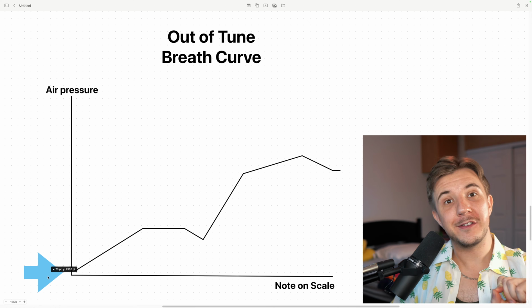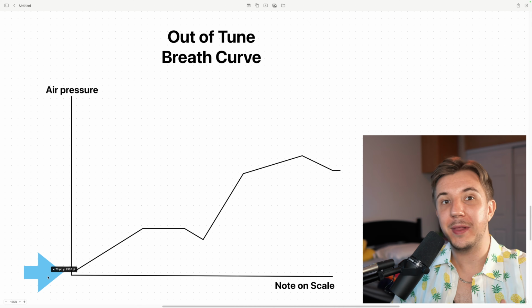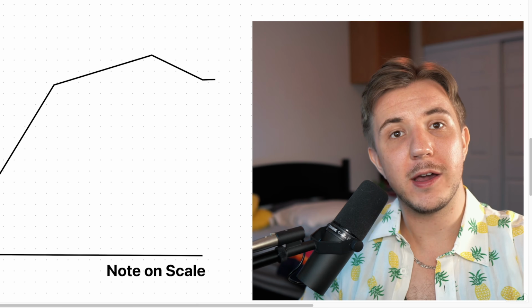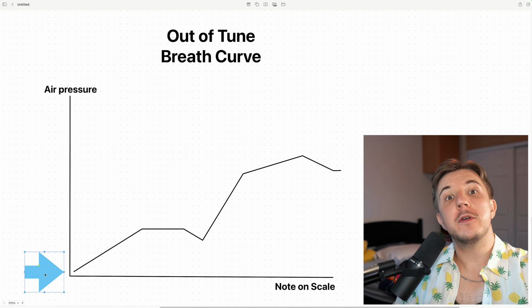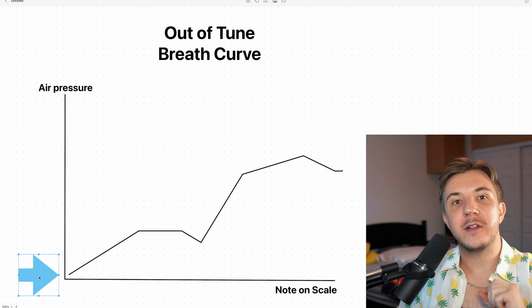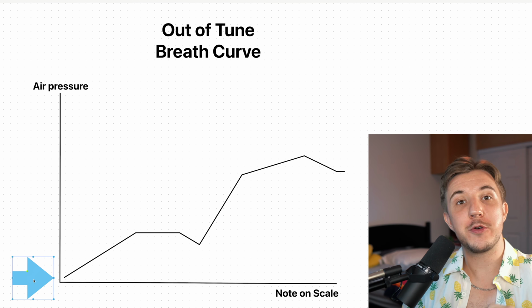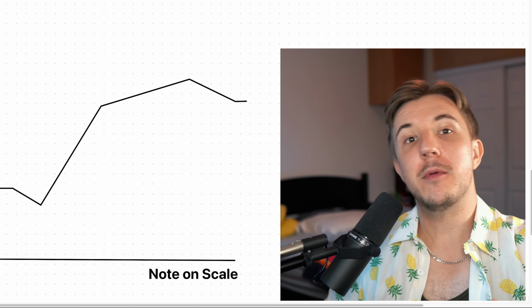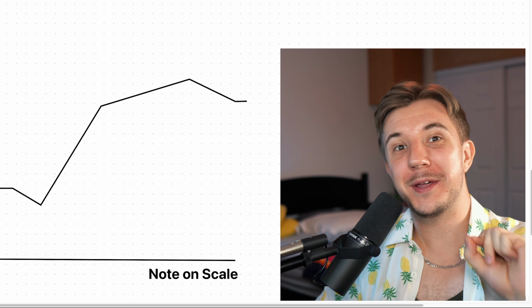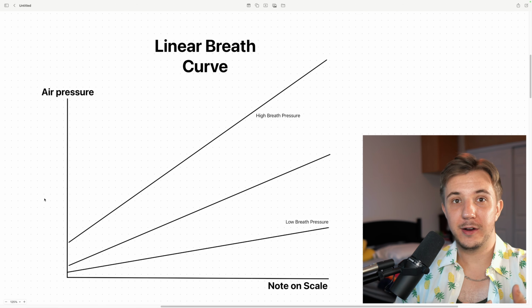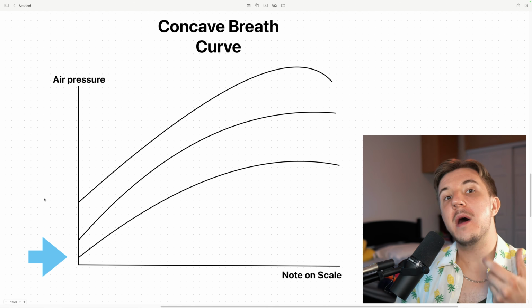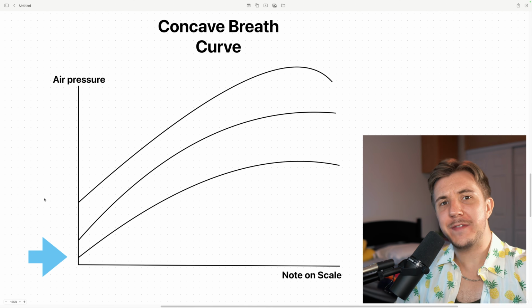If you're an experienced player, you might be able to end up playing this ocarina in tune, but at what cost? Why not play an ocarina that feels more natural for you? So out of tune simply means that the ocarina does not have an intuitive, natural, or predictable breath curve. There's more ways an ocarina can be out of tune, but that's how it relates to breath curves. And if your ocarina follows a linear breath curve, a flat breath curve, or some sort of concave or convex breath curve, chances are it's in tune.